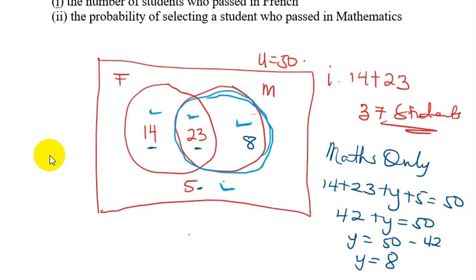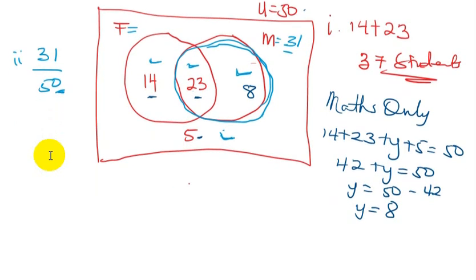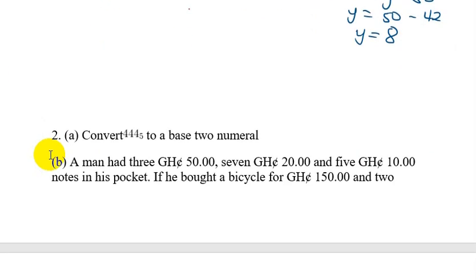So before that, we have to find the number of those who passed math, right? So math will be 23 plus 8, and that is giving us 31. Those who passed math, they are 31. So the probability of those who passed math will be the total math, 31, over the number of students in the class, that is 50. So that will be the probability of selecting a student who passed math. Okay, so that is that for question 1.